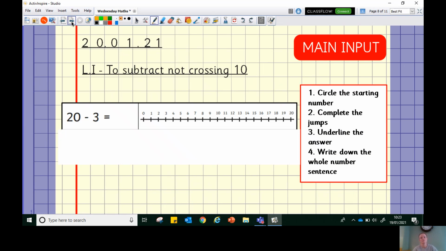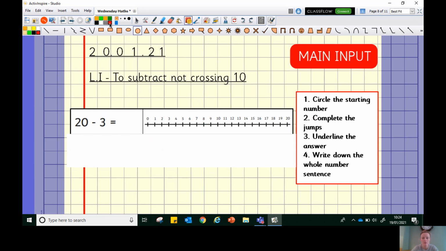Right, now we're going to move on to using our number lines. So what we're going to do is we're going to follow our success criteria. So this is what we've come up with in the past in school, and we did it the first week of home learning. So it says, number 1, circle the starting number. So we know that the starting number is 20. So I'm going to circle it here, and then I'm going to find it on my number line. There it is, right at the end, because it's a bigger number, so it's furthest away from 0.